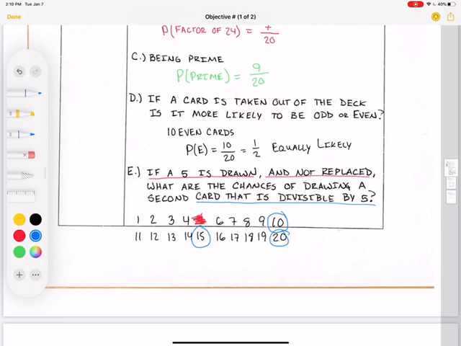So I have the probability that I can divide it by 5. I have 3 things that I can divide by 5 out of 19 cards, because remember, we didn't bring this 5 back. So we only have 19 possible cards now.